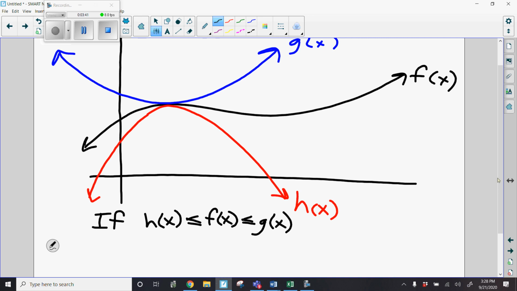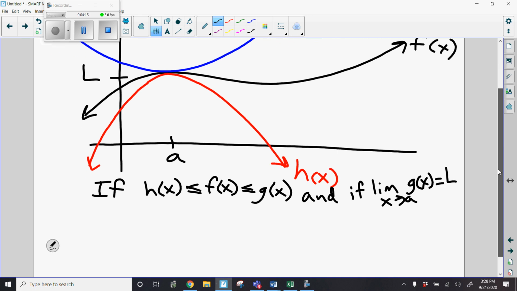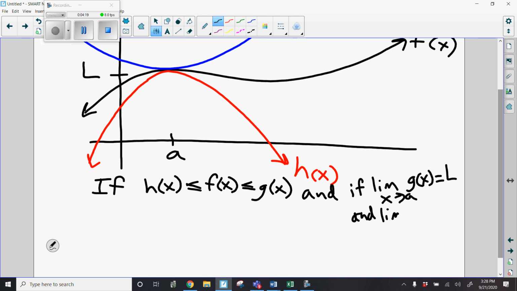Okay? So if h of x is less than or equal to f of x is less than or equal to g of x, if we know that's true for all x values, and let's call this x value here A, and let's call this point where they're coming together, we'll call it L. And if we know that the limit as x goes to A of g of x equals L, and the limit as x goes to A of h of x is equal to L. So we're showing that g and h have limit values of L, right? They have the same limit.